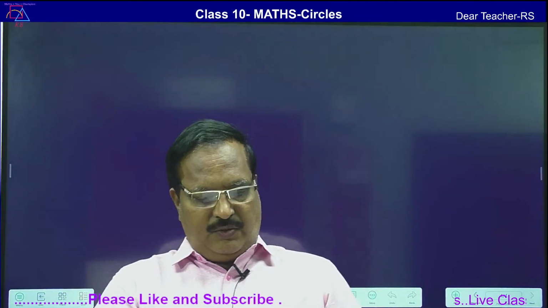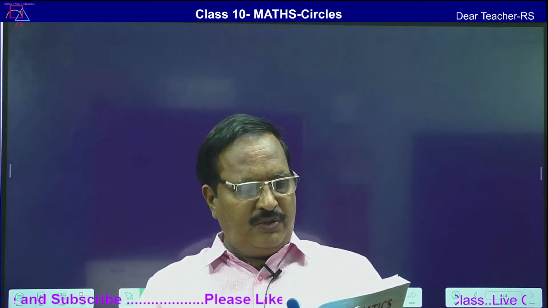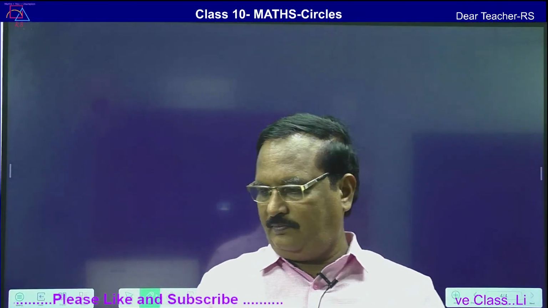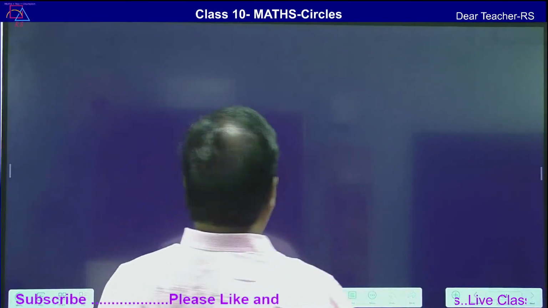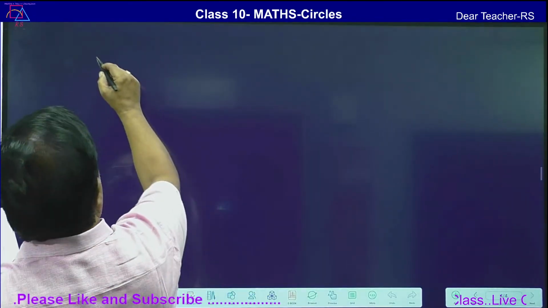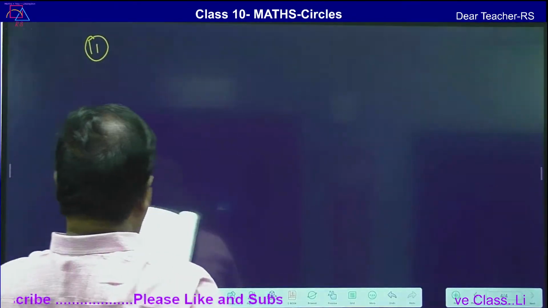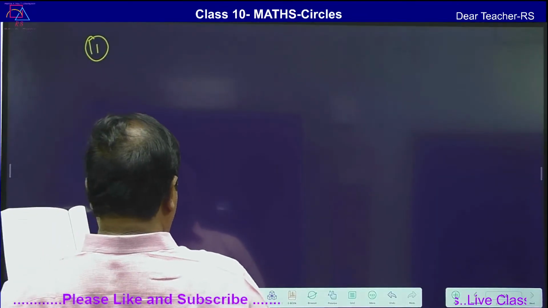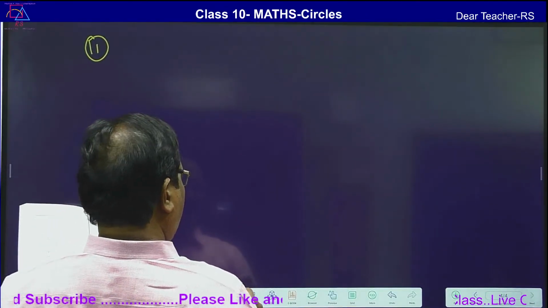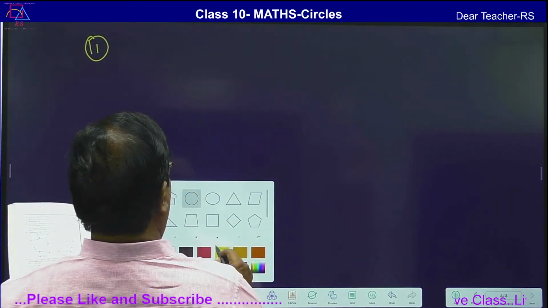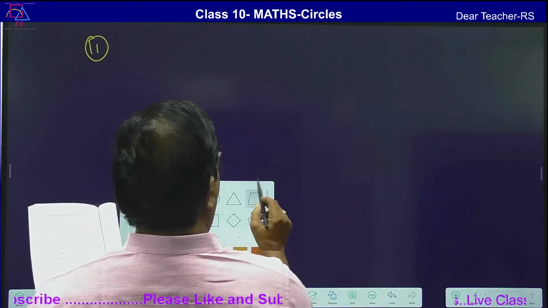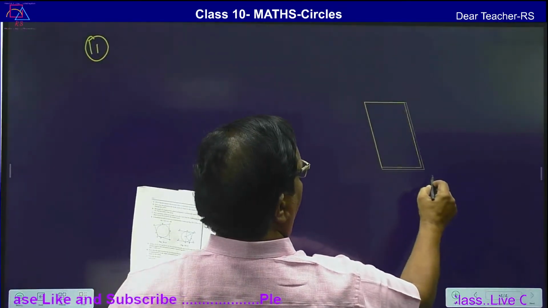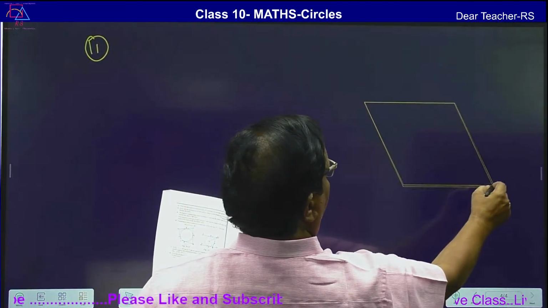Okay, so now let us go to question number 11. Prove that the parallelogram circumscribing a circle is a rhombus. I told you now, so a parallelogram is to be drawn. Let me draw a parallelogram. Yeah, this is the parallelogram.